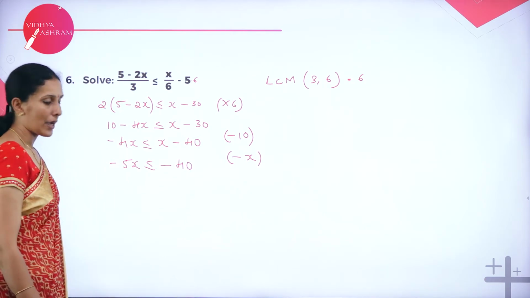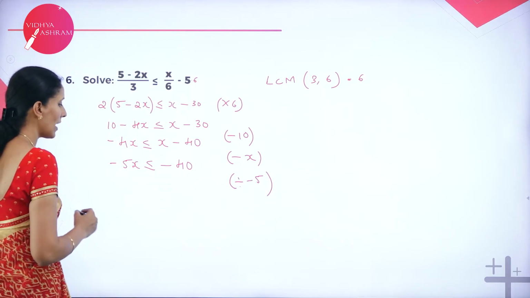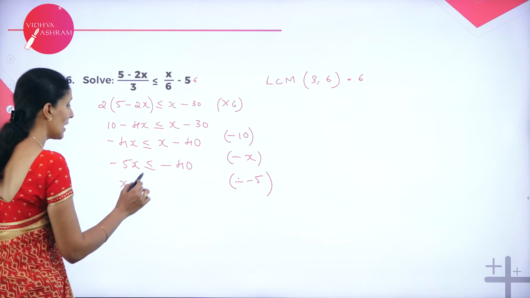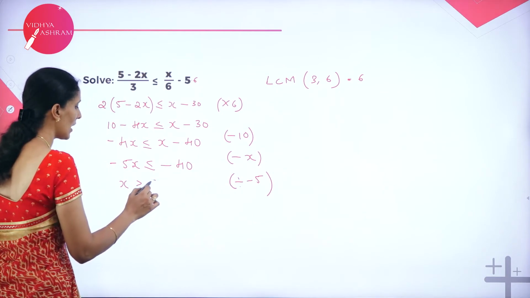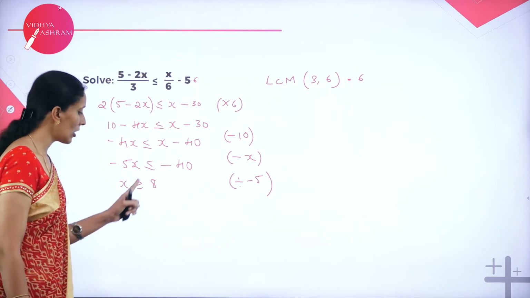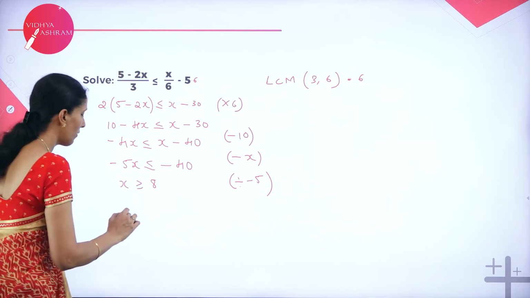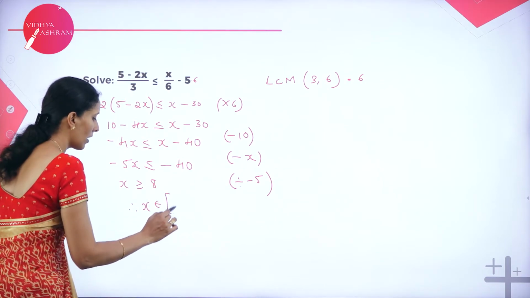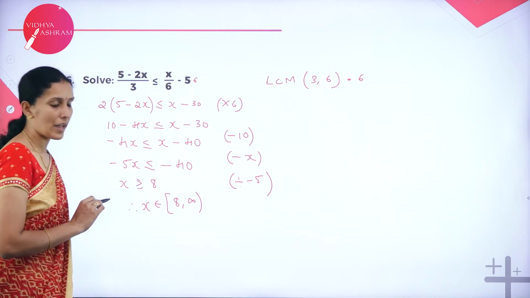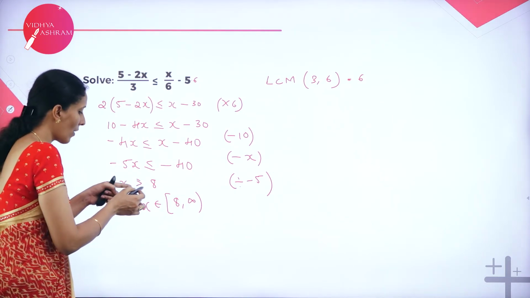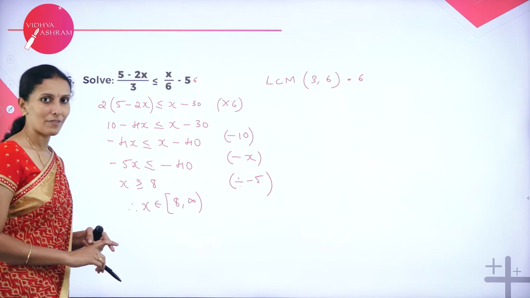Now both sides we have minus, so divide by minus 5. You are dividing by minus 5. So minus 5 by minus 5 is x. The inequality must change to greater than or equal to, minus 40 by minus 5 is 8. So the solution is x greater than or equal to 8, all the real numbers greater than 8, including 8. So therefore, the solution will be 8 comma infinity. If it is strictly greater than 8, then you should use an open bracket here. Since you have equal to 8 also, you should use a closed bracket, 8 comma infinity, which is the solution for the given inequality.